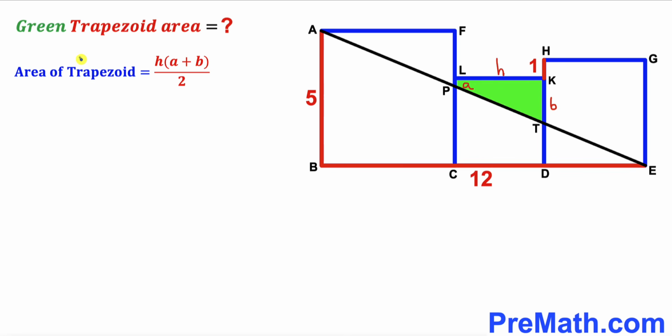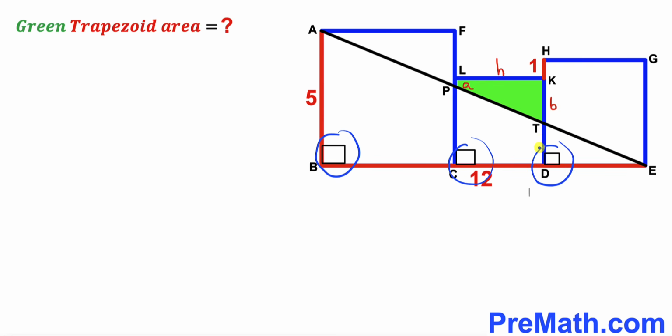Now let's recall the area of a trapezoid formula. Area is always equal to the height h times the sum of the bases a and b, all over 2. Here we can see our height is lowercase h, our base is lowercase a, whereas our other base is lowercase b. Now our task is to find the value of our height h, the value of lowercase a, and the value of lowercase b as well. And furthermore, these are our 90 degree angles, since we are dealing with all squares.